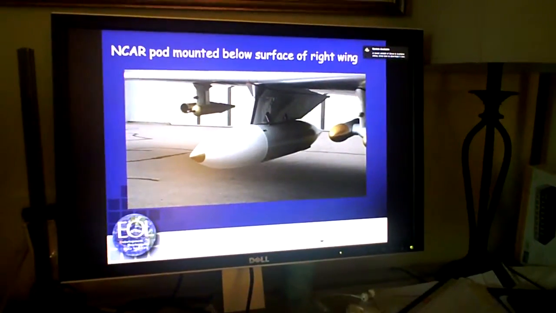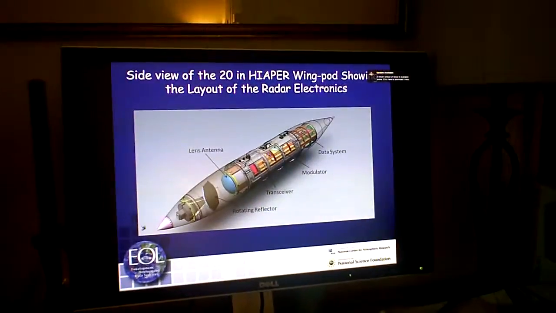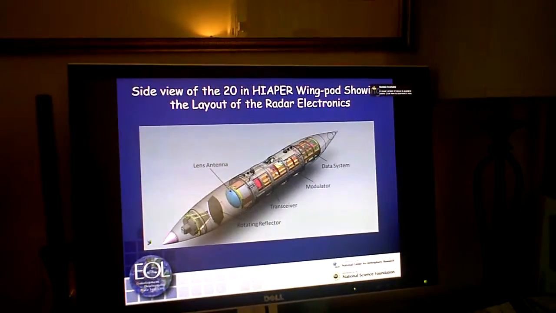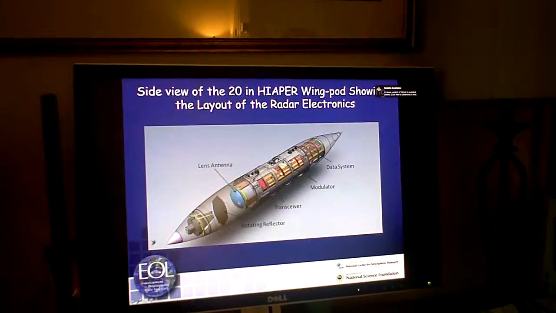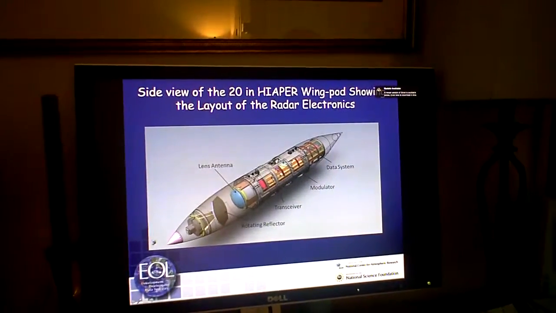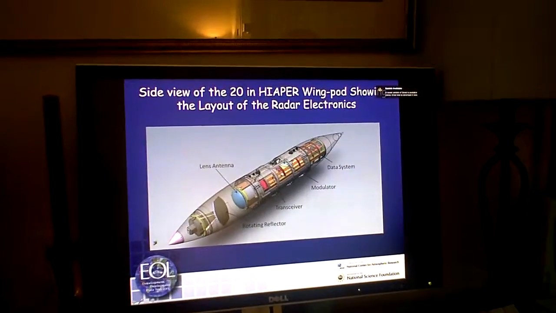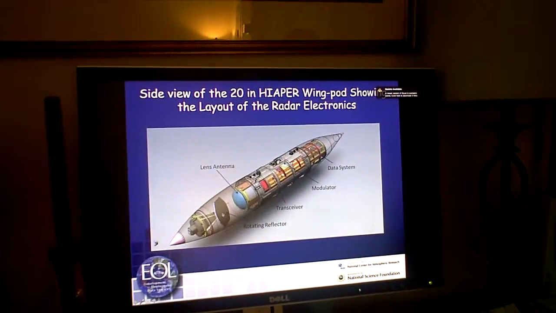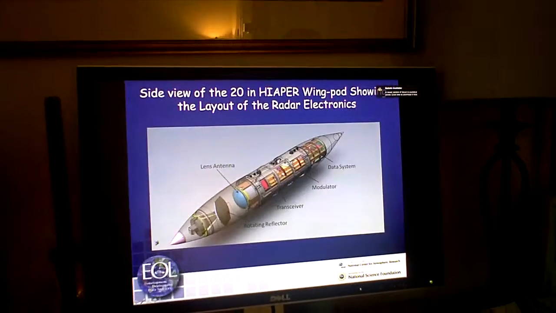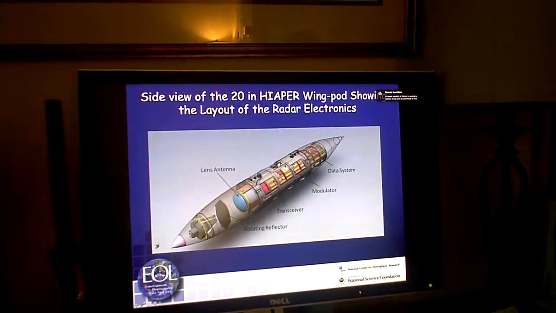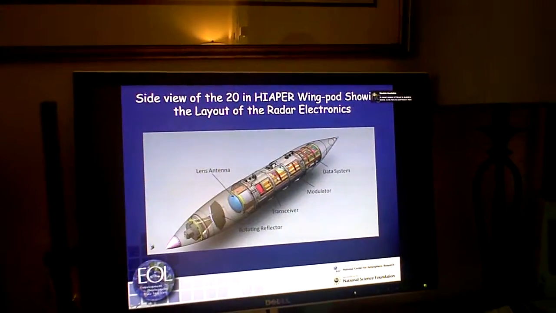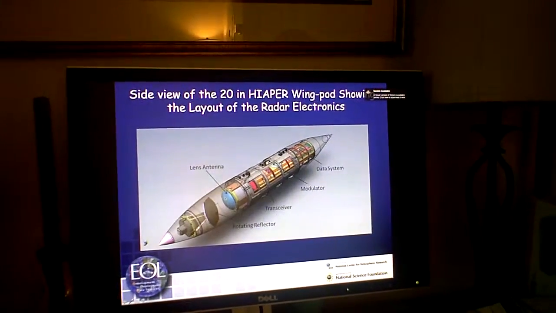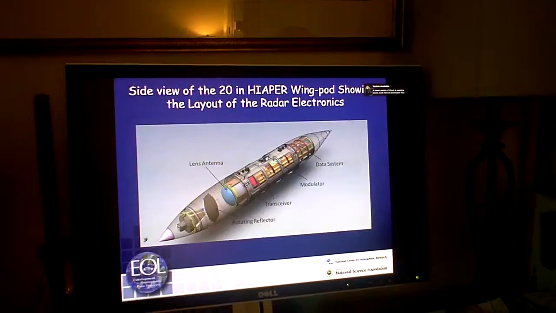As we see in the layout of the system, we have a lens antenna with about 0.7 degree beam width. It's the blue color here. The transmitter and data systems are all put in the pod. This is scannable if necessary; we can do cross-track scanning. And we have all of the attitude corrections mounted here so that we can compensate for any aircraft motions and altitude changes. That way we can get excellent measurements of locations.